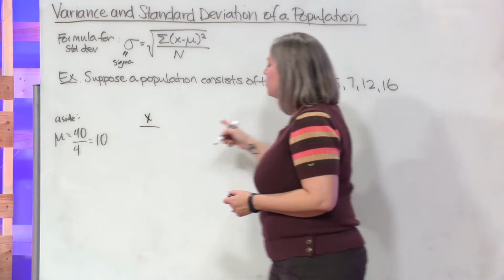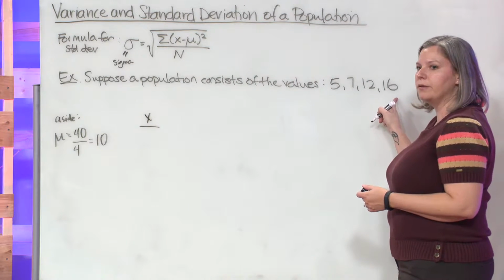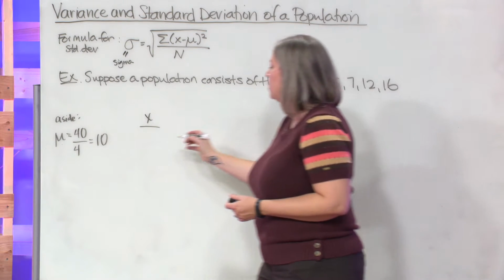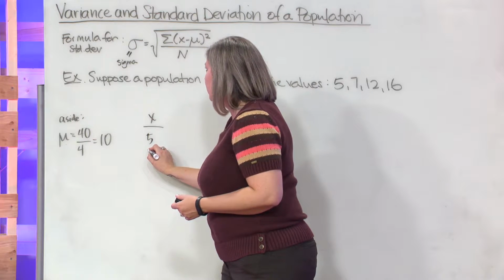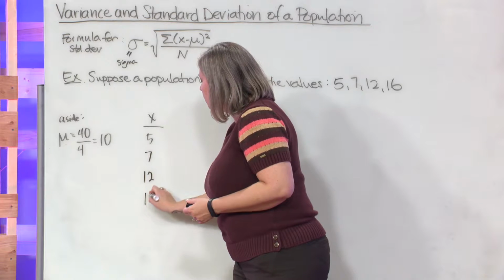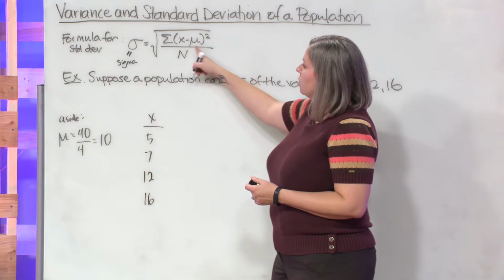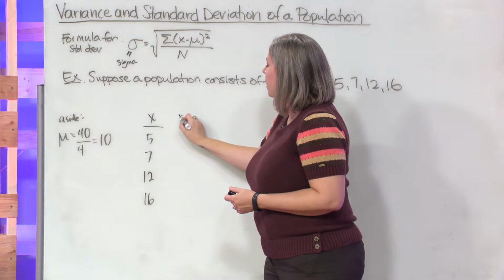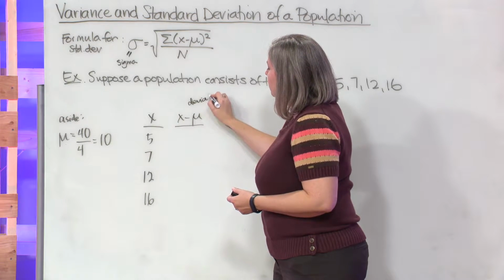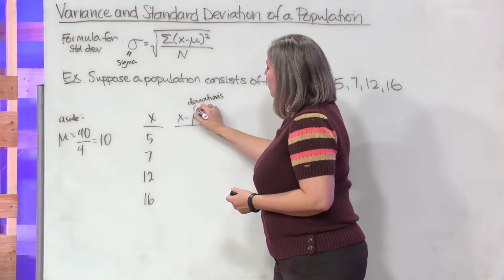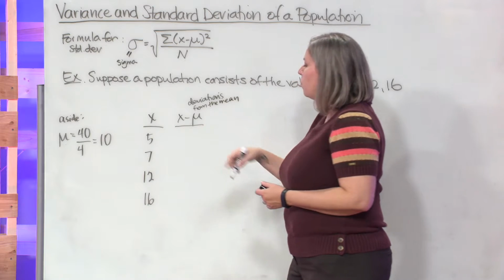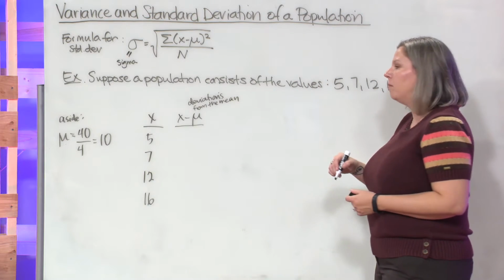I'm going to start just by taking my 4 values, and instead of leaving them in row form, I'm going to put them in a column. So I'm literally just recopying these 4 values into a column. So now inside the parentheses, I have x minus mu. These are called deviations from the mean. It's going to tell us how far each one of these data points is from that mean.